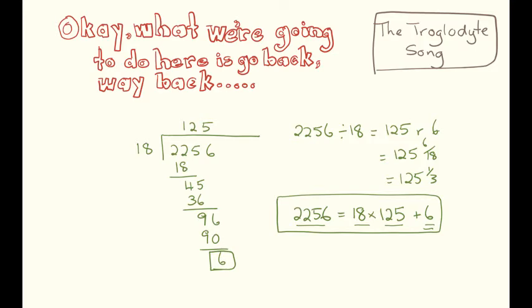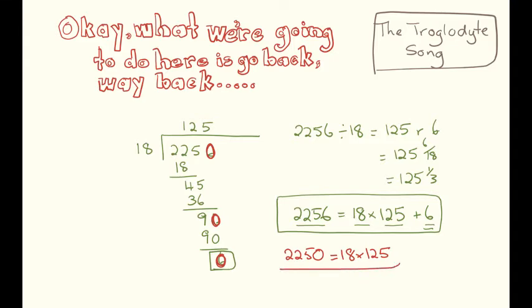Okay, so now I'm going to change things a little bit. So I'm going to be dividing my 18 into this number, 2,250. So I go through the same process and I get down to this stage, but when I bring the number down, that's a 0. And the 18 goes into that 5 times, so I get no remainder in this particular problem. So what that means is that my 2250 is equal to 18 times 125 exactly.